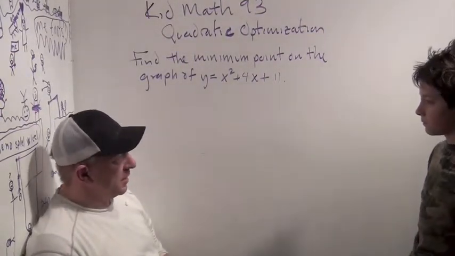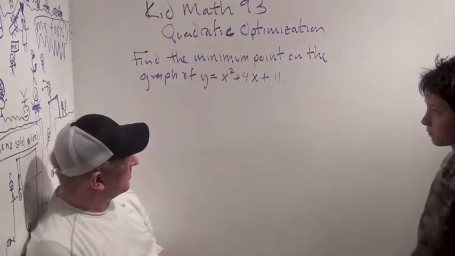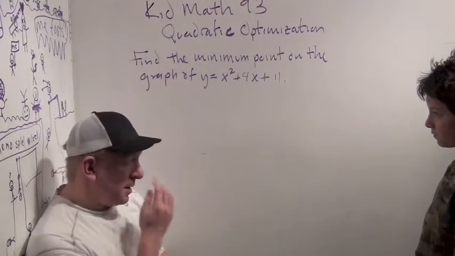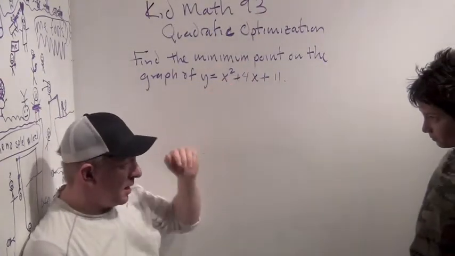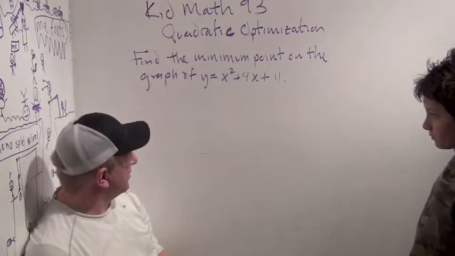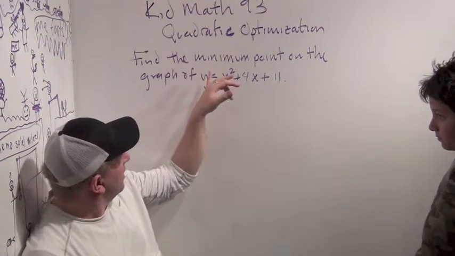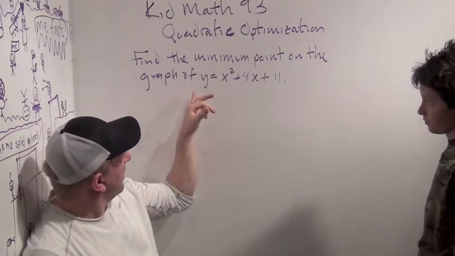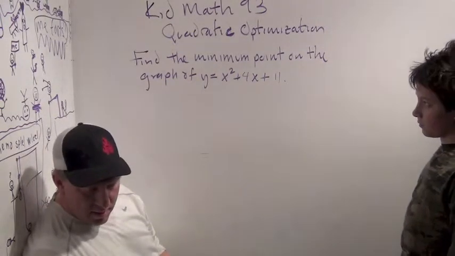Yesterday we started one of the optional chapters in the algebra book. It has a star on it, and it's about quadratic optimization. But it's a really cool idea, and it's almost the next level up of ideas in math. So I thought it'd be fun to talk about it a little bit. Let's go through an example real quick. Find the minimum point on the graph of y equals x squared plus 4x plus 11. Do you understand the problem?